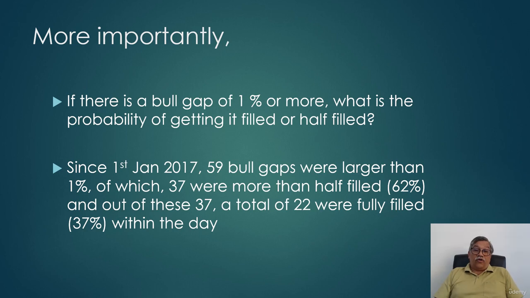59 bull gaps were formed larger than 1%, out of which 37 were more than half filled. But out of these 37, 22 were fully filled. That is 37% of original 59 within the day. Okay. So more than 1/3 possibility in last 5 years that a big or more than 1% bull gap is going to get filled.